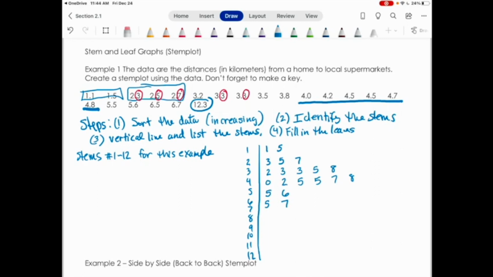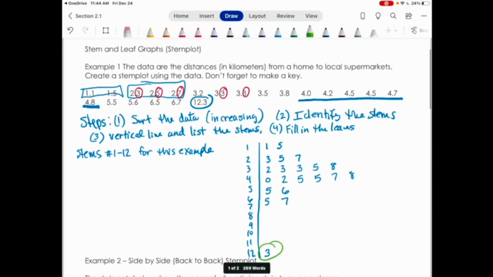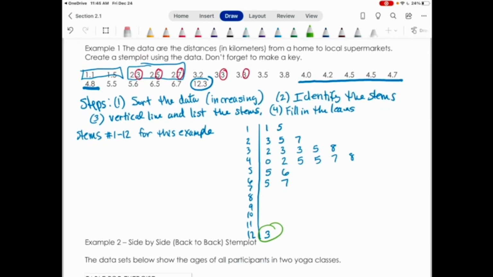Now, I don't have any leaves for numbers 7 through 11, so I just leave those blank. And it's important that you do that because if you have, for example, this leaf that goes with 12, you can identify outliers. If I put the 12 right underneath the 6 and I didn't show that gap, it would be hard to see that this was an outlier. So this is kind of off to the side away from the rest of the data. So it's very, very important to make sure that even if you don't have leaves, you still show those stems.